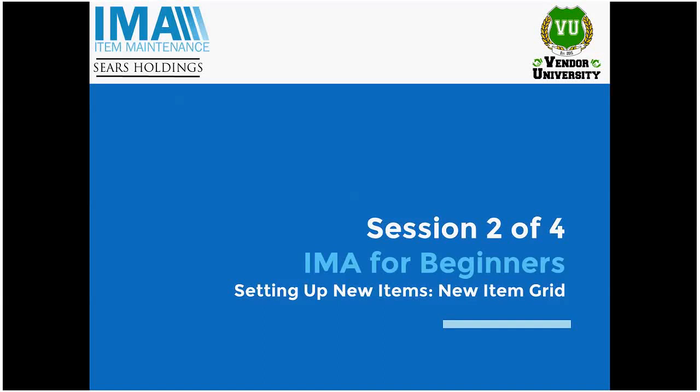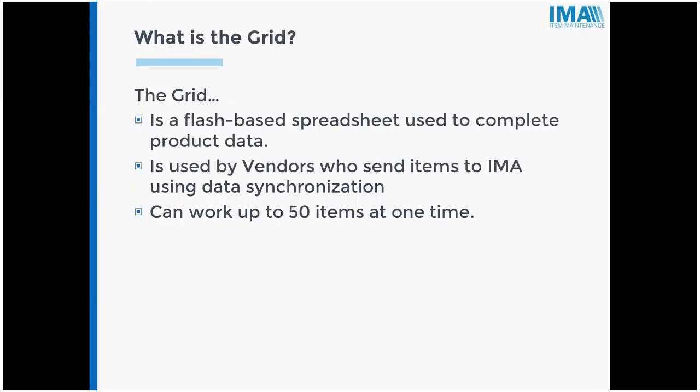Let's walk through the new item grid. What is the grid? The grid is a Flash-based spreadsheet used to complete product data. It's used by vendors who send items to IMA using data synchronization.